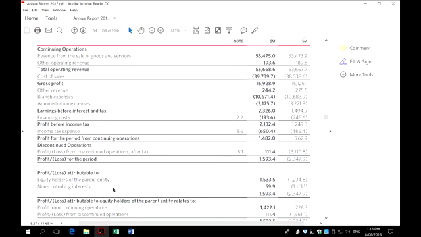At the end, you will have the profit or loss attributable to equity holders of the parent entity. That's the income attributable to shareholders of Woolies. So you will see that item, non-controlling interest, that's not attributable to the shareholders of Woolies. So we'll talk about this item at the end.